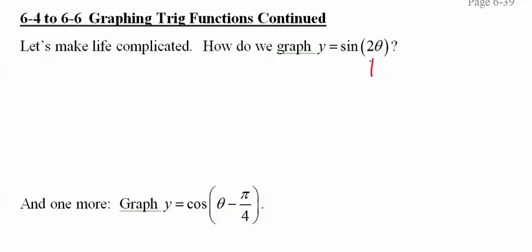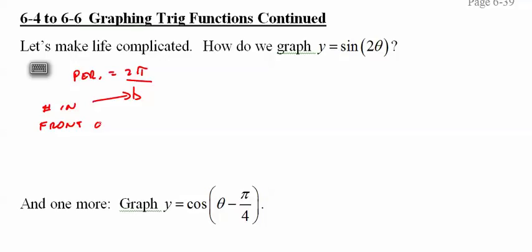How do we graph with a number here? I probably could list out everything, but what we're doing is we're saying the period is equal to 2 pi over, we call it a b value. That's the number in front of the variable. In this case, the variable is theta.